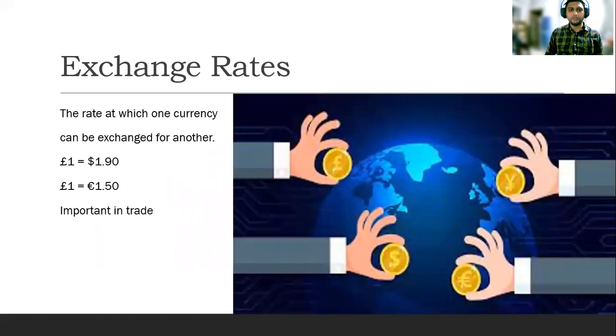Exchange rate is the most important thing for the foreign trade. The rate at which one currency can be exchanged for another is called the exchange rate. Suppose US dollar exchange rate is $1 equal to 1.9 taka, or 1 euro is equal to 150 taka. This is called the exchange rate, and the exchange rate should be fixed in the international trade.